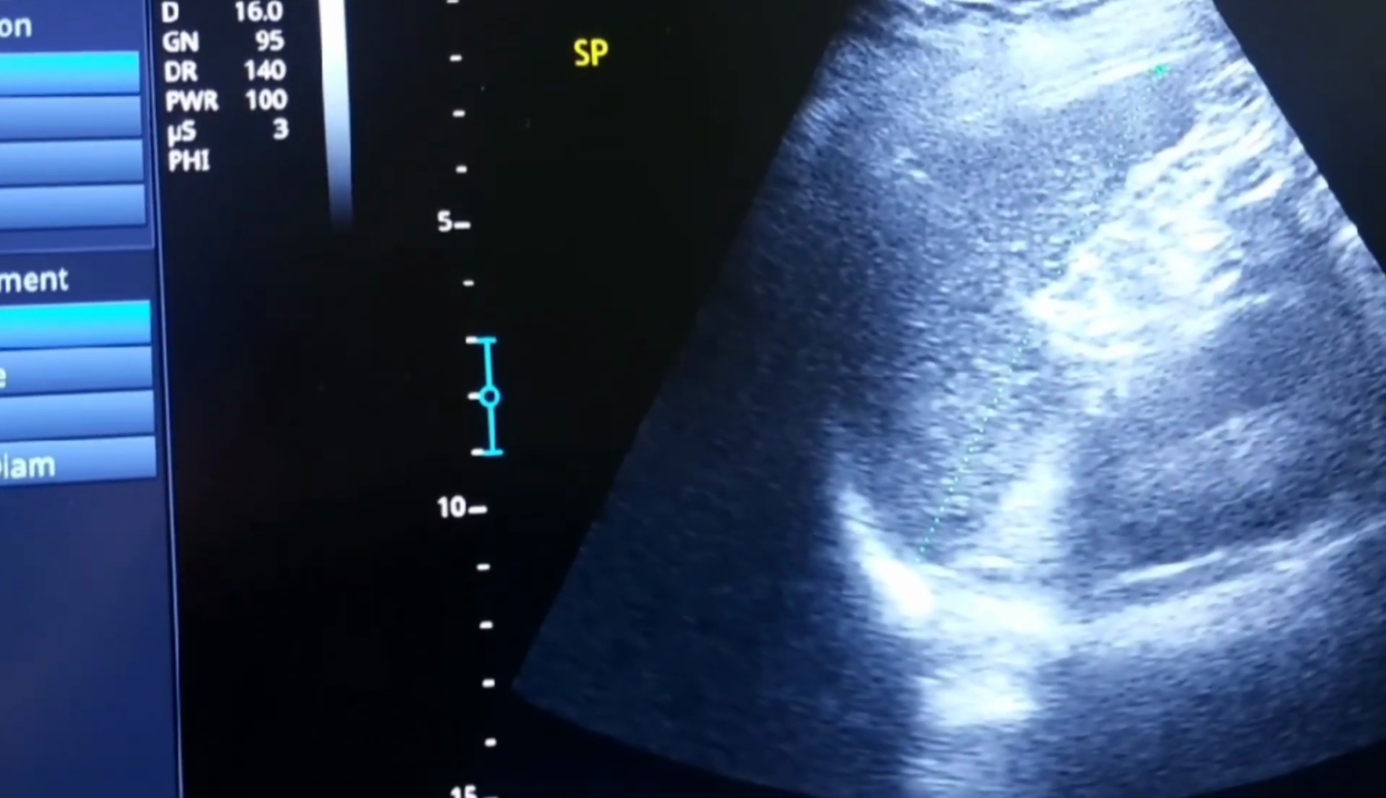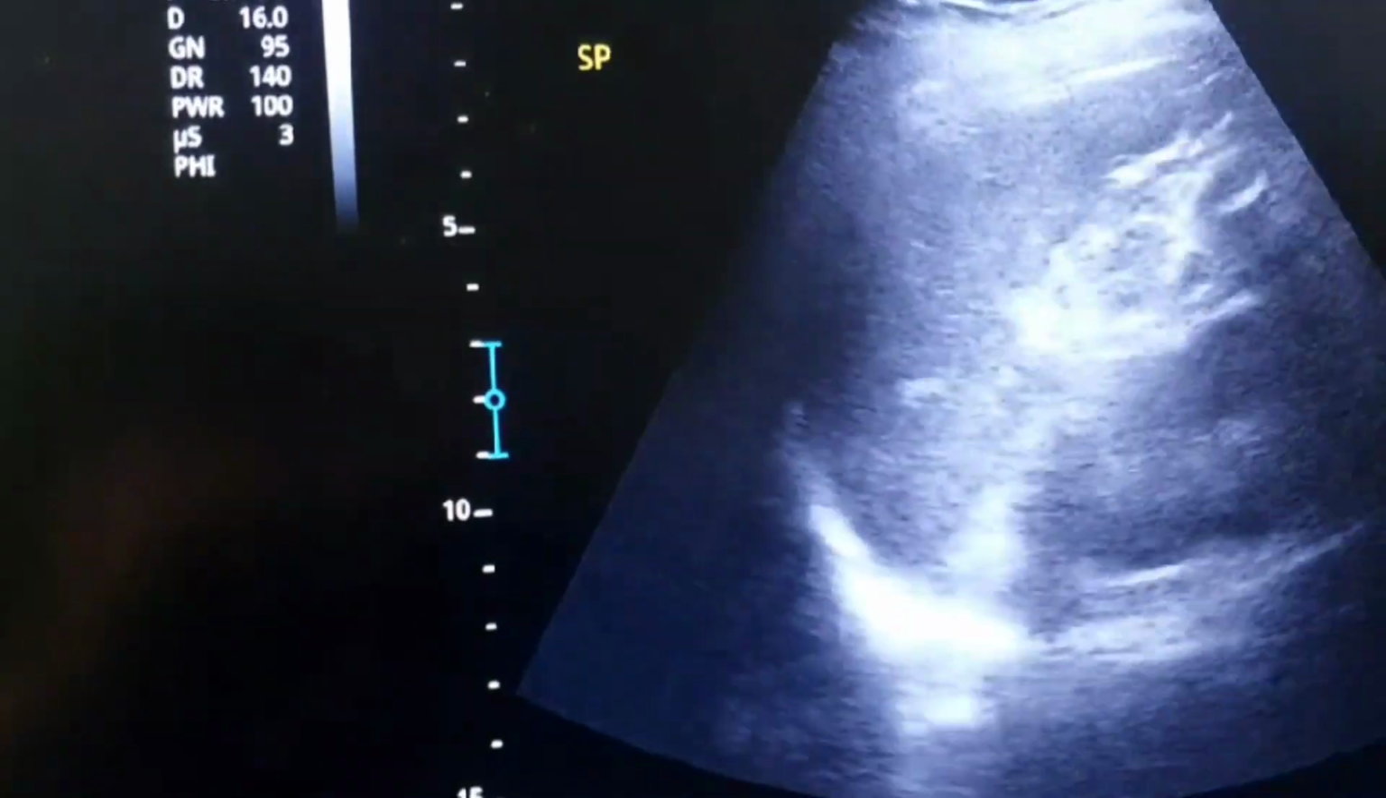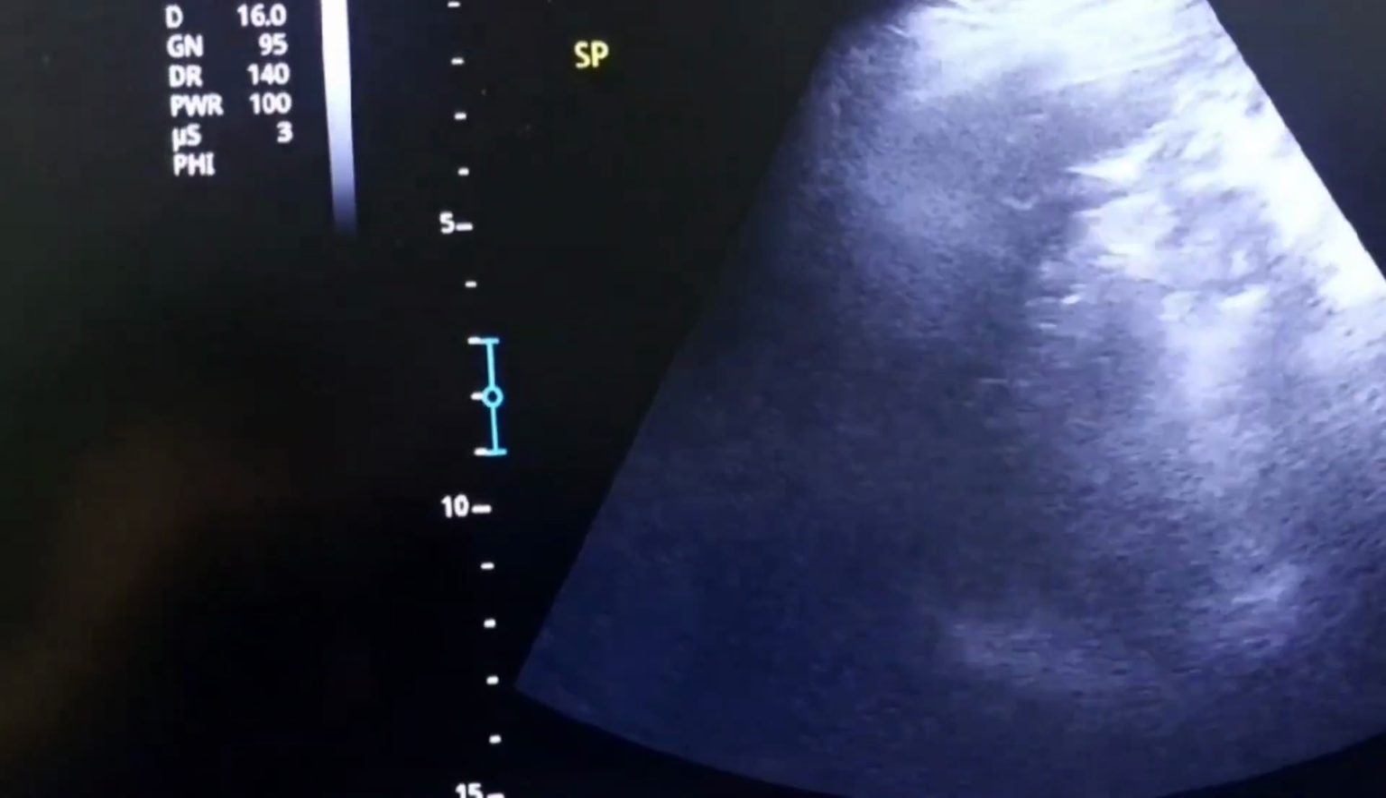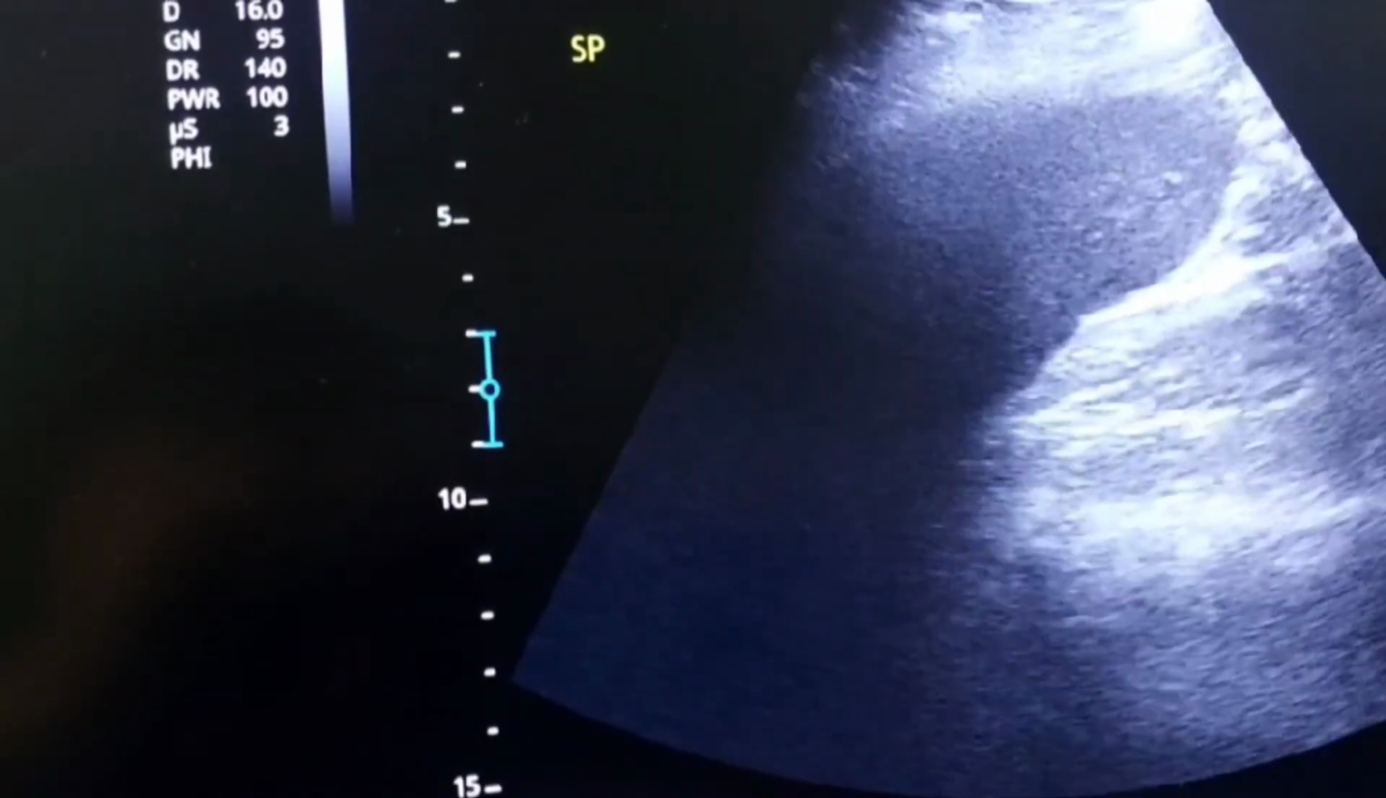Here you see this is the posterior part of the spleen. So these are double spleen. These are called polysplenia.